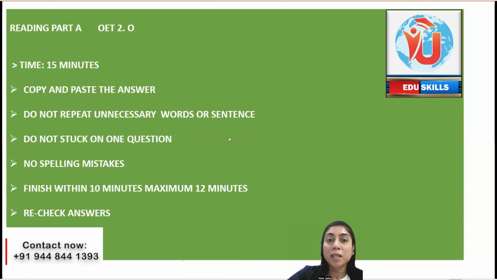If you didn't get any answer, during this time you can go and write that answer. If there are any spelling mistakes, or you wrote an incorrect answer or repeated words, whatever it is, you can correct it. Otherwise, it may affect your score. So that's important, and recheck the answers again.